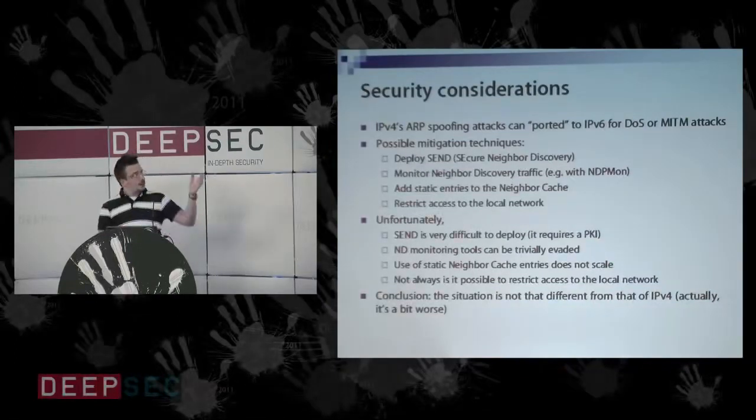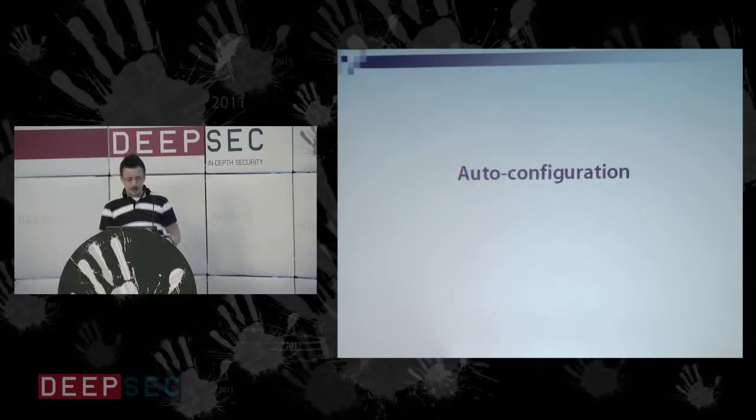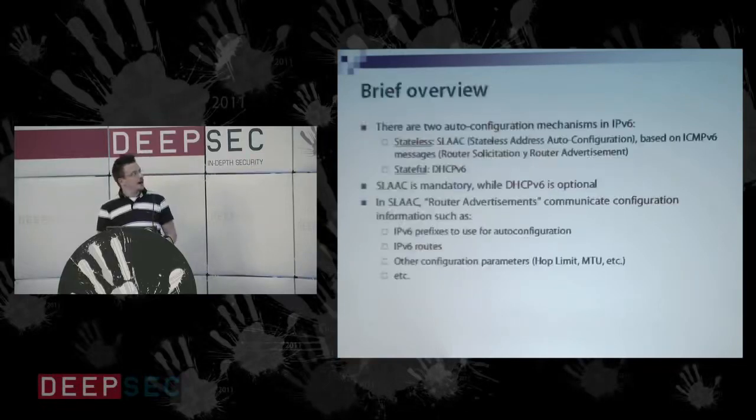So the summary with neighbor discovery attacks is that the situation is not really that different from before, but it's just a little bit more complicated. A few words about auto configuration.